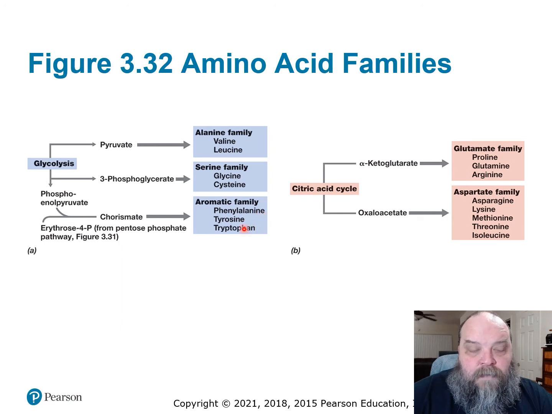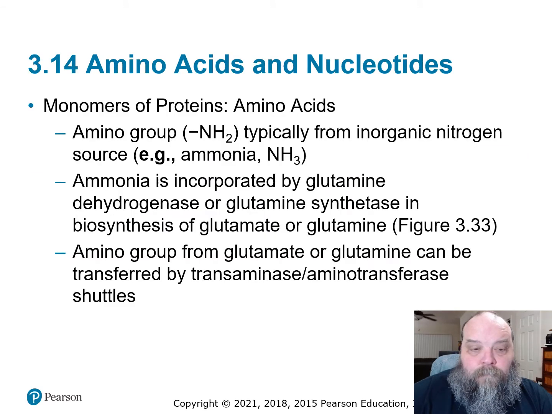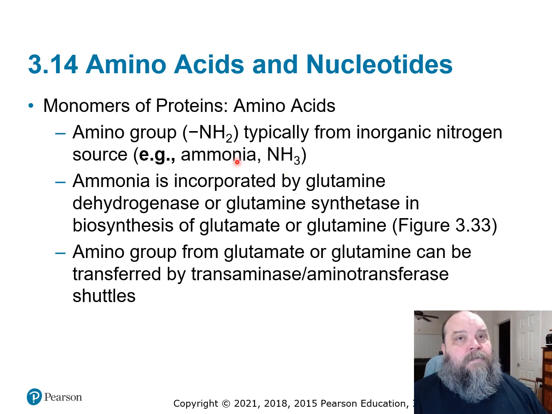Chorismate is part of the aromatic family, those that have an aromatic side group: phenylalanine, tyrosine, tryptophan. You take the alpha-ketoglutarate and oxaloacetate from the citric acid cycle. Here's the glutamate family: proline, glutamine, arginine. The oxaloacetate, boom, boom, boom, boom. So like I said, all you really need is something with an amino group, NH2. Originally, this is going to come from inorganic nitrogen, ammonia, nitrate, that one organism is able to fix and then have it enter into their metabolism.